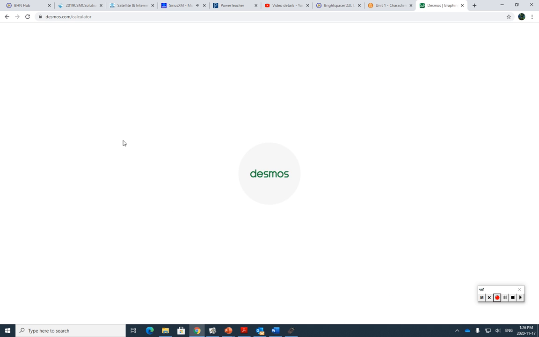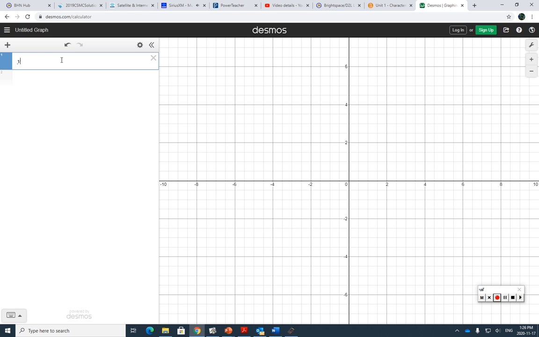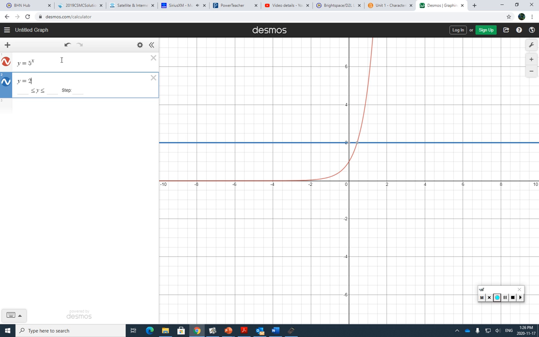Desmos can go, okay, I want to know what does 5 to the x look like. You go 5 to the exponent x. Boom, you get that. You go, okay, what happens when I put a 2 out front? Sometimes it's even better to put it on a new graph. You go, okay, what about y equals 2 times 5 to the exponent x?